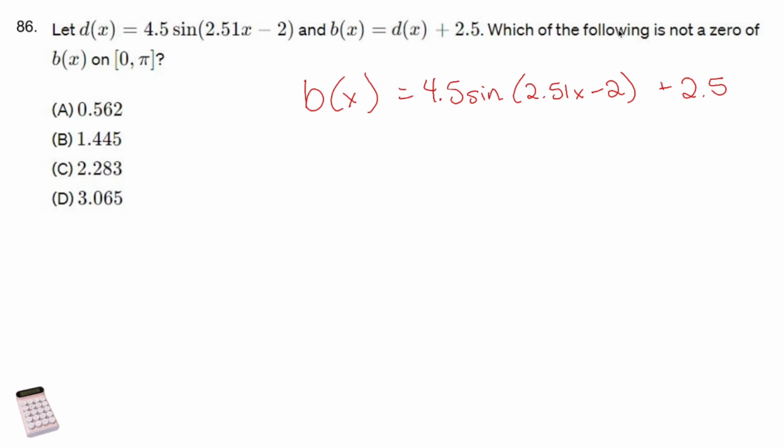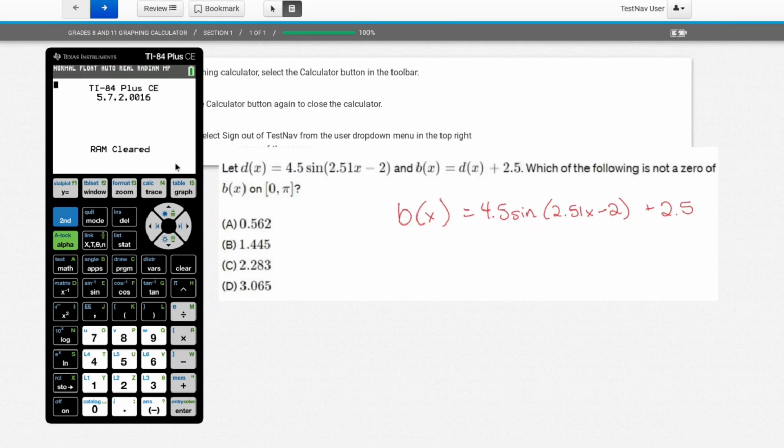So what I need is to zero in on 0 to pi, and graph this on a graphing calculator and find out which one of these is not a zero, which means three of these will be. So let's go to our calculator and see what happens. We've got 4.5 sine of (2.51x minus 2), close it, but now I'm adding 2.5.